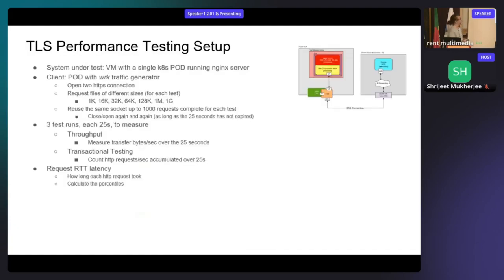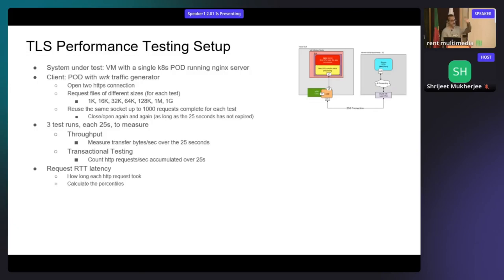Our testing basically constituted running a variety of request test files. Two HTTP connections were started from the client all the way to the server. The WRK traffic generator opened those connections. We ran three test runs, each 25 seconds, which was sufficient to create reproducible results. And then we looked at the throughput, transactional request performance, as well as request latency.